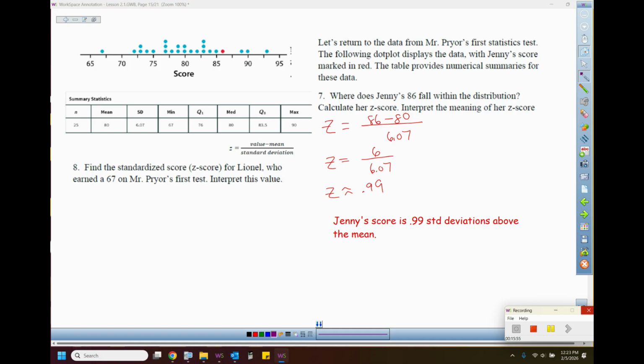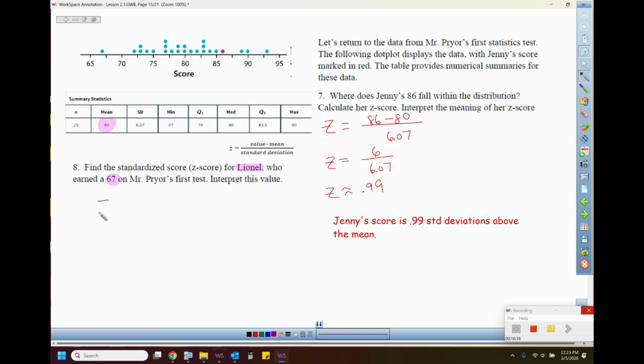Little example, but even after only one example, I'll bet you could tell me the answer to this question. We're going to find Lionel's z-score. Lionel got a 67 on his quiz, and the average was an 80, right? So what do you think? Should his z-score be positive or negative if he did worse than the mean? Positive or negative? What do you think? He's going to have a negative z-score. So how do we set it up?